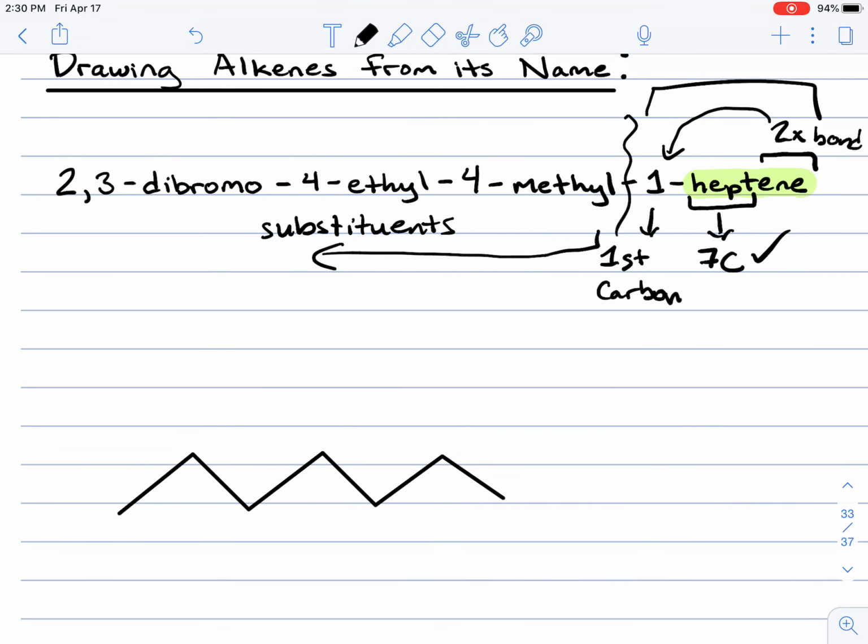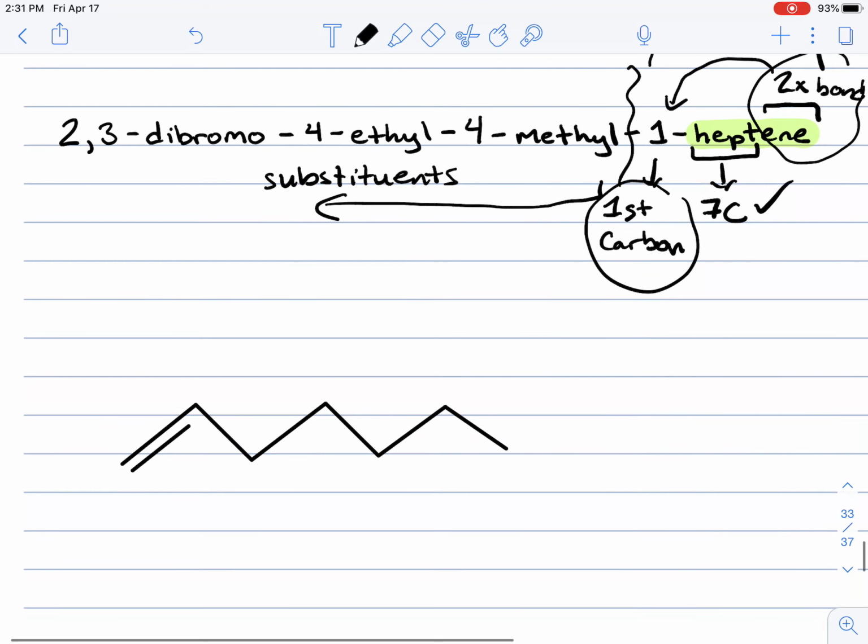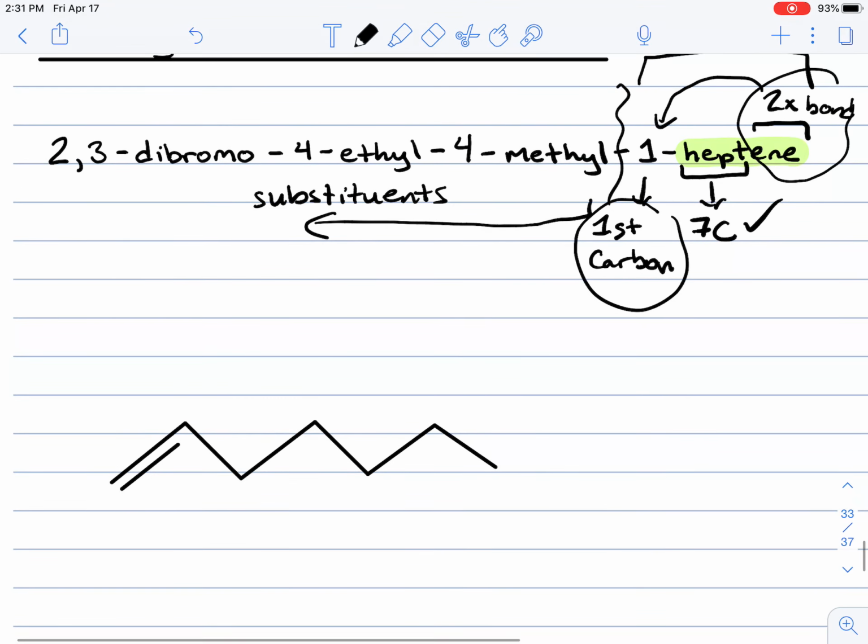Now I want to draw in my double bond. My double bond is going to be on the first carbon of my parent chain, so I'm going to draw a double bond like this. Now, if you wanted to draw the double bond on the other side, you can. For me, I've always just drawn my double bonds tucked underneath the structure. All right, so now that I've drawn my double bonds, I'm going to go from left to right and start placing my substituents on my organic compound.